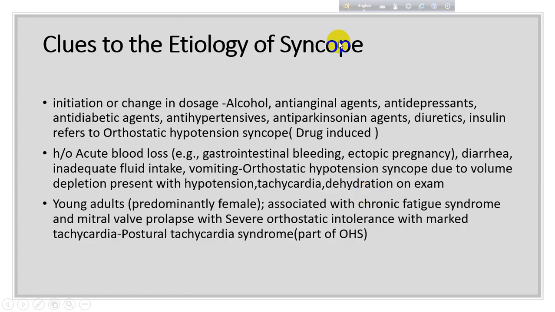Clues to the etiology of syncope: initiation or change in doses of alcohol, anti-anginal agents, antidepressants, anti-diabetics, antihypertensives, anti-Parkinson's drugs, diuretics, insulin refers to orthostatic hypotension syncope, which is drug induced. History of acute blood loss like GI bleeding, ectopic pregnancy, diarrhea, inadequate fluid intake, vomiting suggests orthostatic hypotension syncope due to volume depletion, present with hypotension, tachycardia, dehydration on examination.